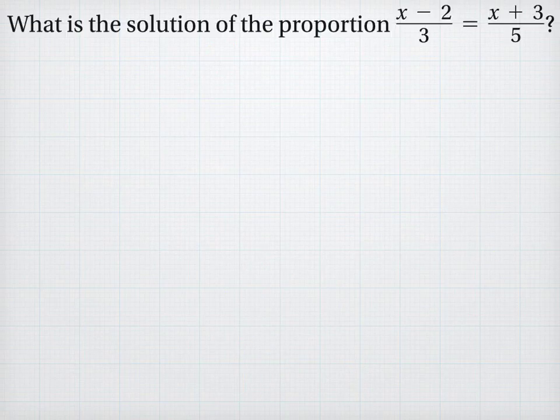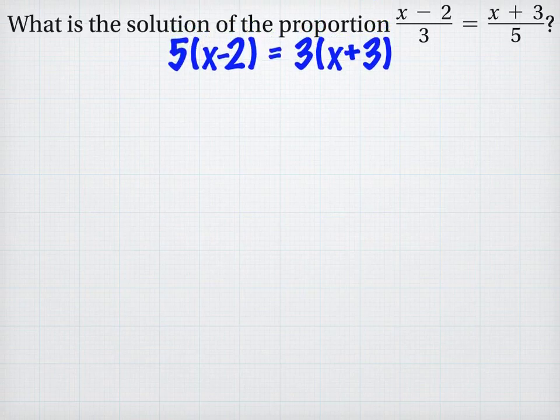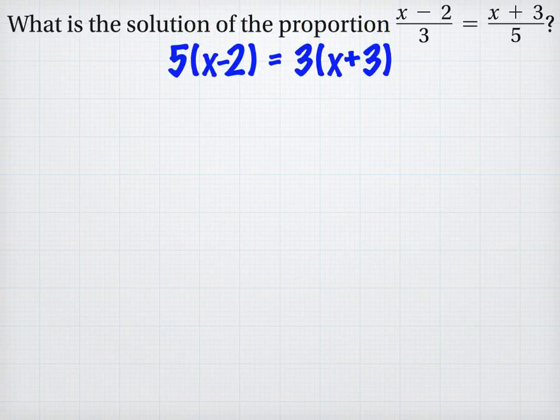This next proportion that they ask us to solve is a little bit more complicated because if you notice, in the numerators we have expressions. So it asks us, what is the solution of the proportion x minus 2 over 3 equals x plus 3 over 5. When you cross multiply here, you need to make sure that you keep the expressions x minus 2 and x plus 3 in parentheses because you need to multiply the whole numerator by the denominator.